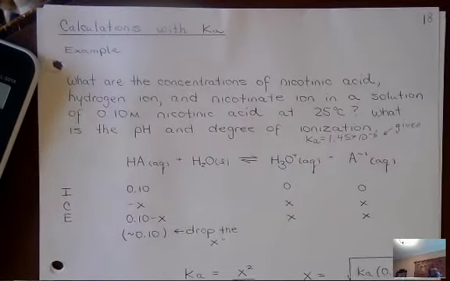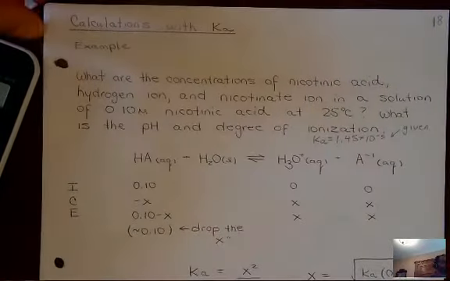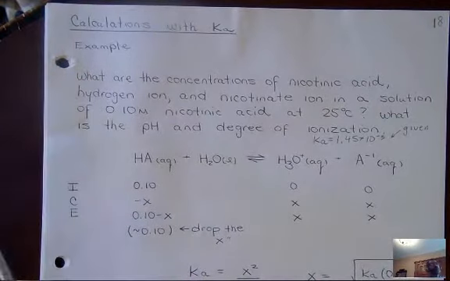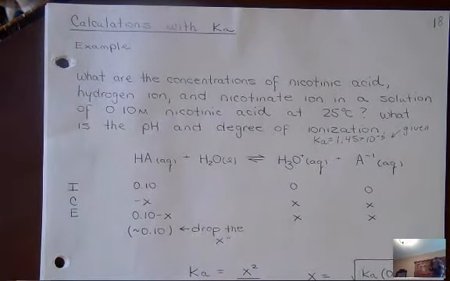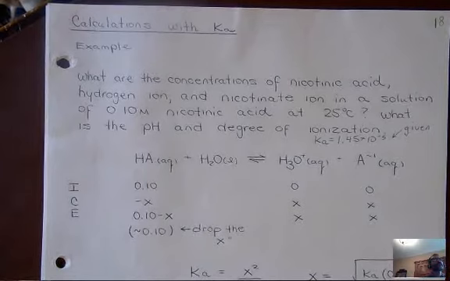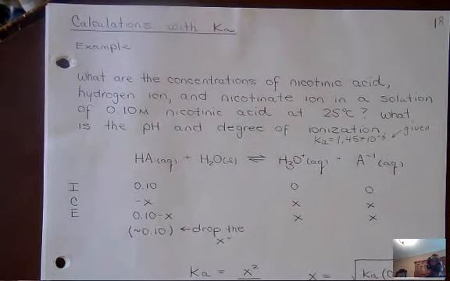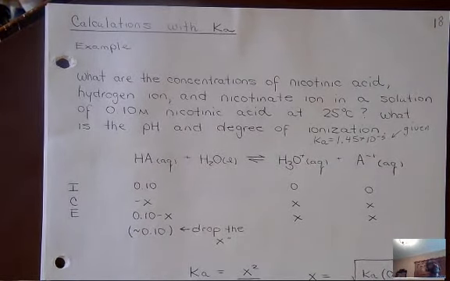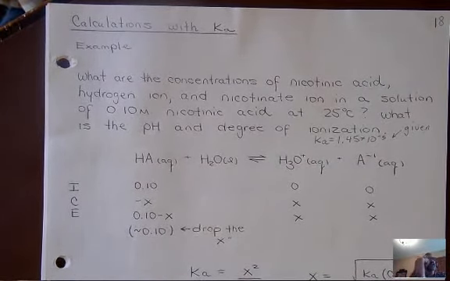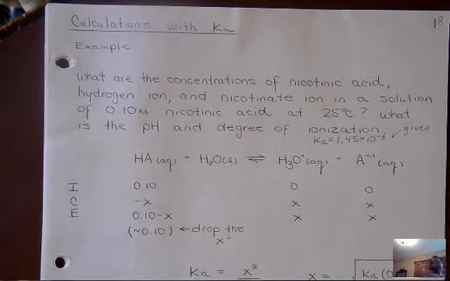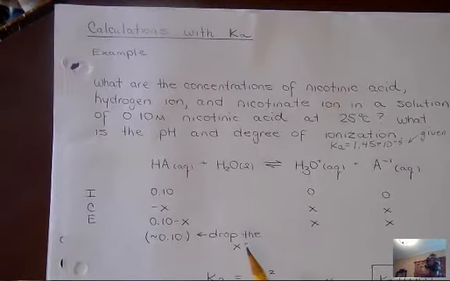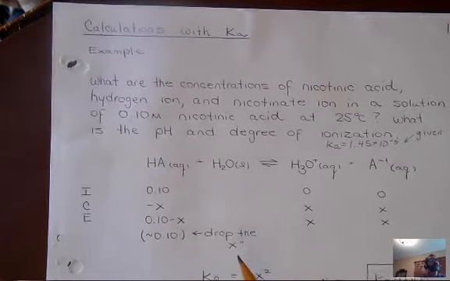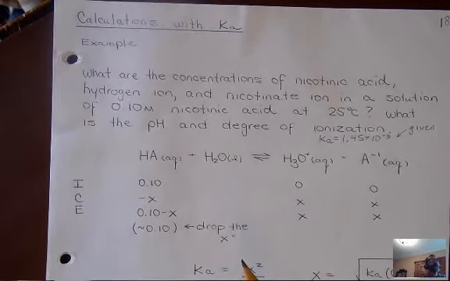Okay, so going in the opposite order, this is called calculations with Ka. So this time, you know the Ka value, and you want to calculate what the pH is. So here's an example. What is the concentration of nicotinic acid, hydrogen ion, and nicotinate, which is the counter ion, the A minus, at 25 degrees?